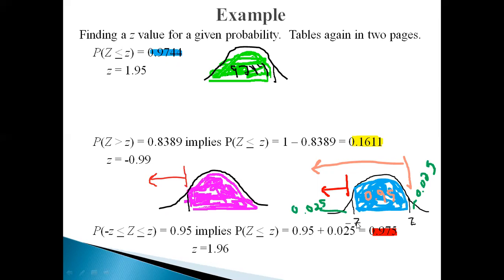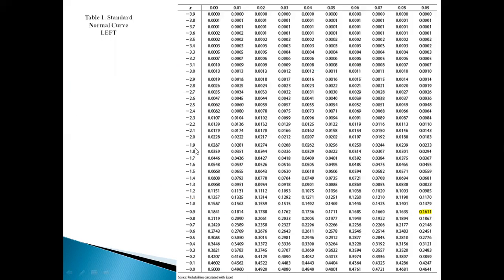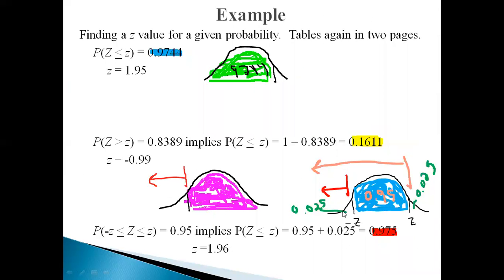Now think about that. Negative 1.96, oops, wrong direction. Negative 1.96 is going to be 0.0250, which is what we said that area was going to be already. So we know we have the right answer again.